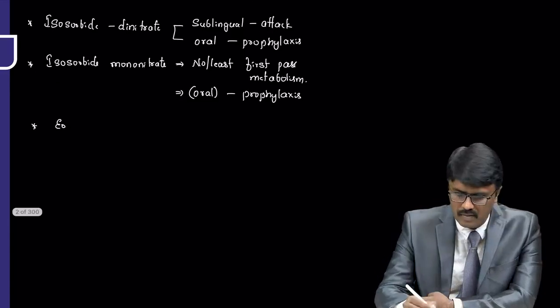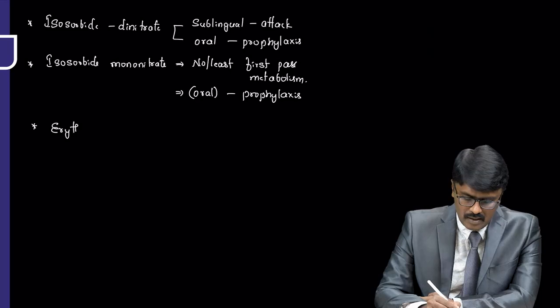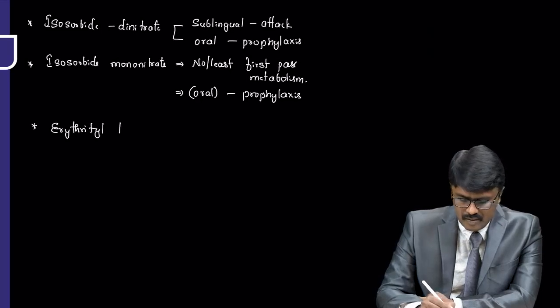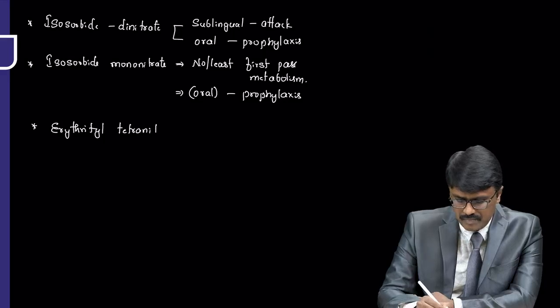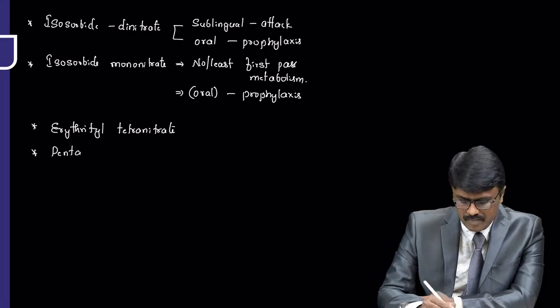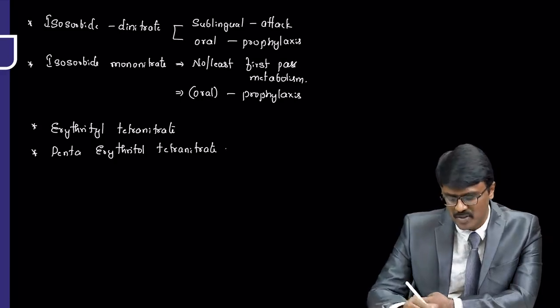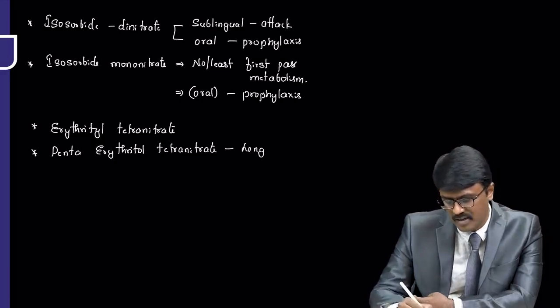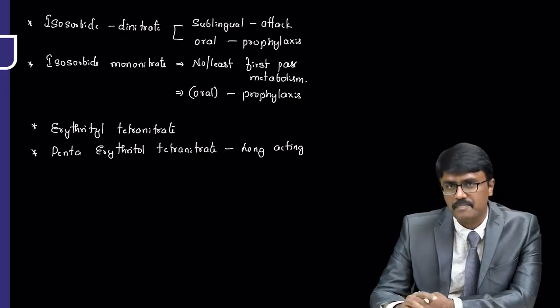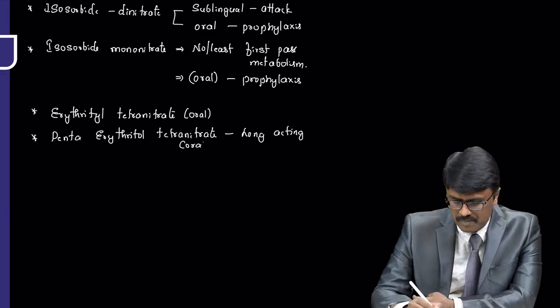Apart from that, we have another drug, erythritol tetranitrate, and one more called pentaerythritol tetranitrate. The name is longer, so you can remember that this is the longer acting nitrate. Remember, this is also given orally for prophylaxis, and this is also given orally.